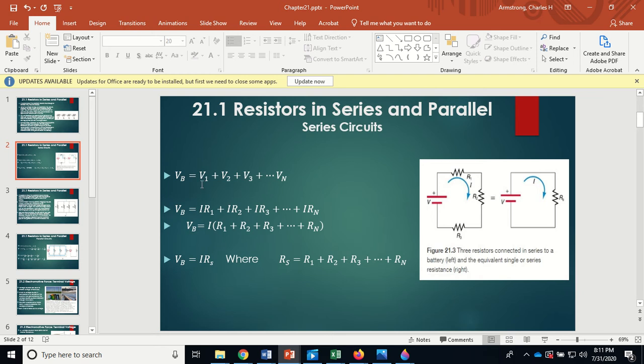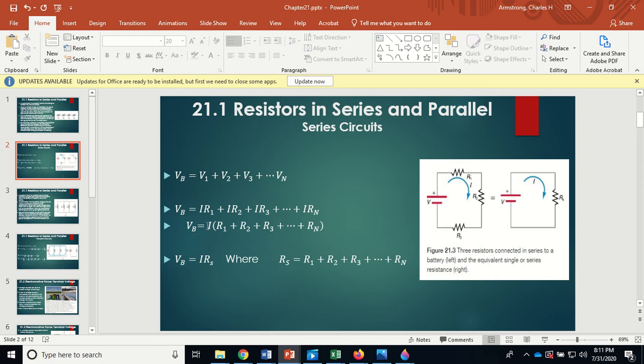We know from Ohm's law that voltage equals I times R. So the voltage across R1 would be I R1, the voltage across R2 would be I R2, the voltage across R3 would be I R3, all the way up to however many resistors you have. Okay, so you can take out the I. The current's the same everywhere. Whatever current you measure here, you're going to measure the same current there, there, and there. It's the same current everywhere.